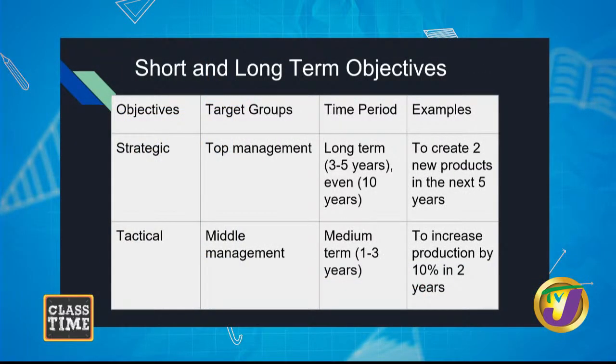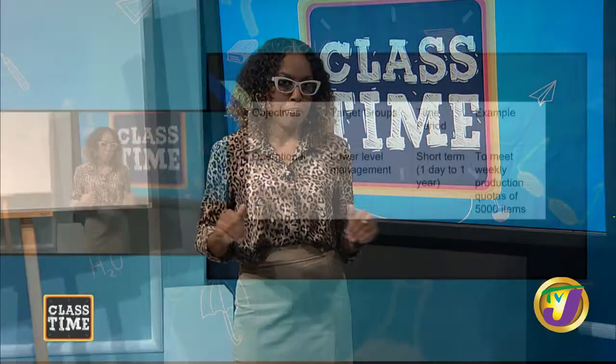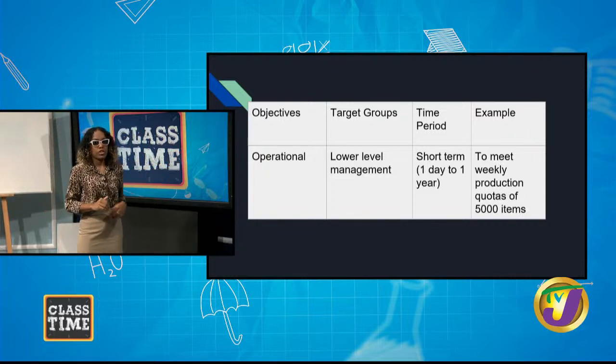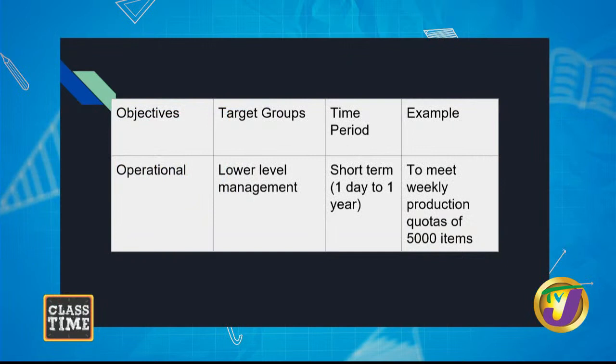All right, so we're going to be moving on now to operational objectives. And as we stated, this is the lower level management, right? So for the target group for operational, lower level. Good. So we're looking at us even making certain objectives or the decisions there, right?